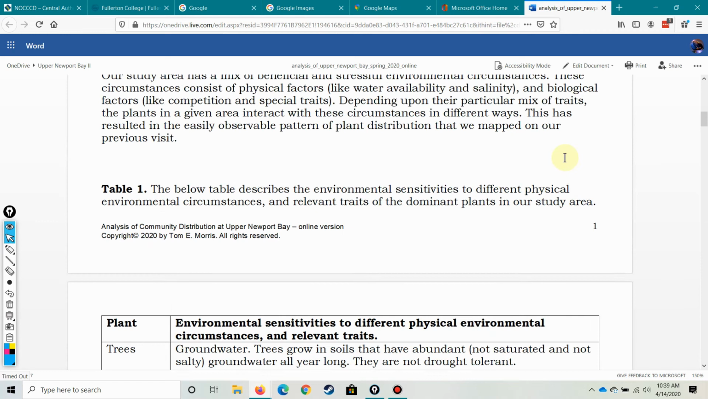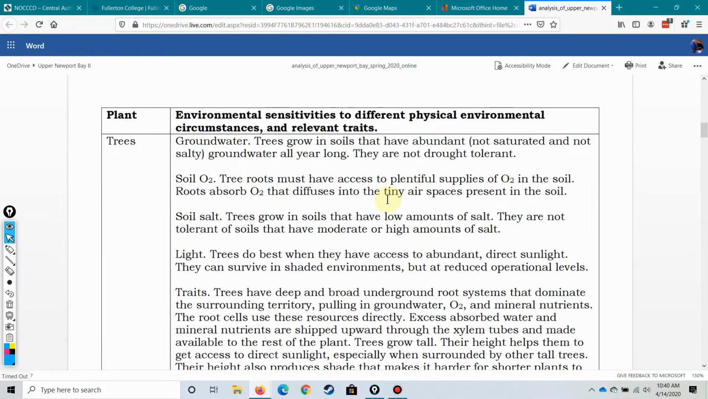Okay, I'm wondering, where's the heading for this? There's the heading, Table 1. What Table 1 does is it talks about environmental sensitivities to the physical environment for certain types of plants and traits. So I'm going to go through these quickly with you. You're going to need to spend more time on your own on these. For each of the categories, I talk about groundwater, soil salt, light, and then some traits.